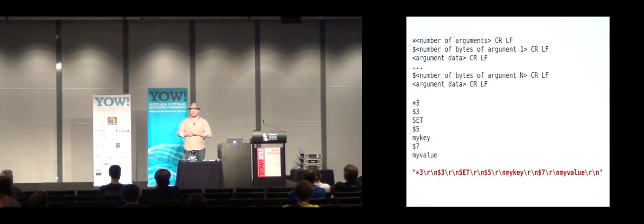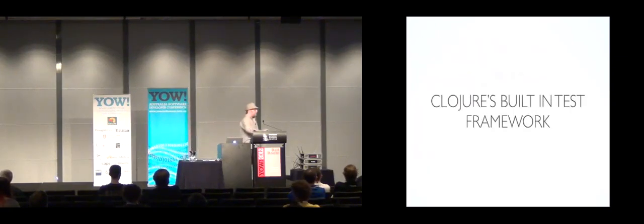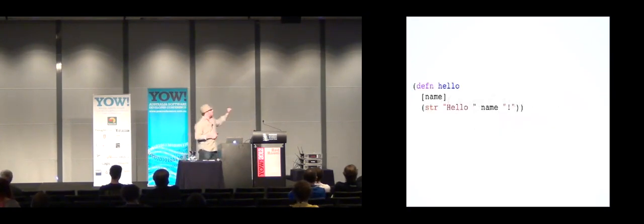If you're writing software and you have a problem, what do you do first? We're going to write a test first. Perfect. But in order to do that, we have to look at Clojure's test framework to figure out how we're going to solve that problem. So let's take an example function.